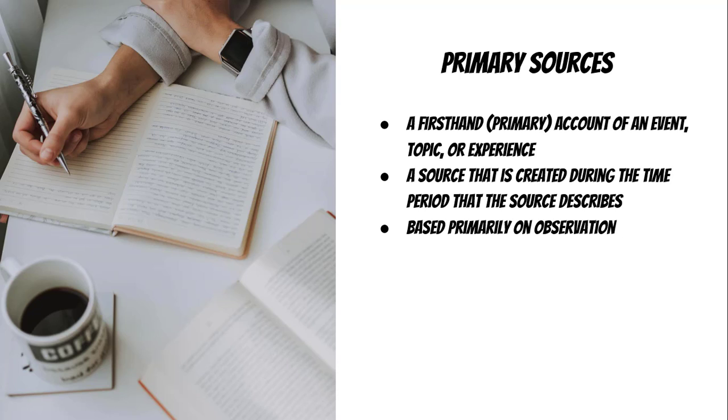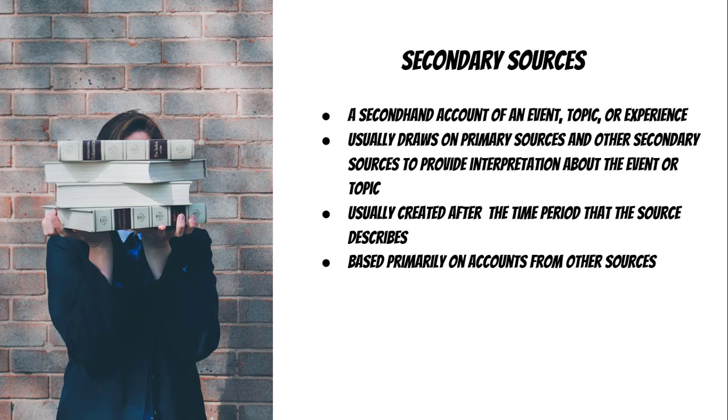Primary sources are based mostly on observation, so examples of common primary sources would be breaking news articles or letters that a soldier writes home to his family that tell about his personal experience with war. Secondary sources, on the other hand, represent a second-hand account of an event, topic, or experience. While primary sources base the information that they provide on observation, secondary sources base the information that they provide primarily on accounts from other sources. Secondary sources may pull together primary sources like personal accounts and other secondary sources.